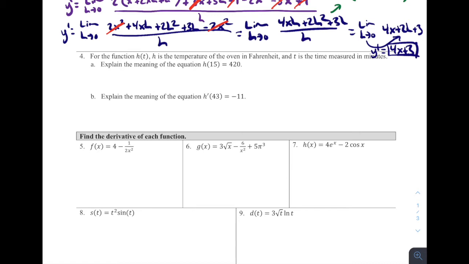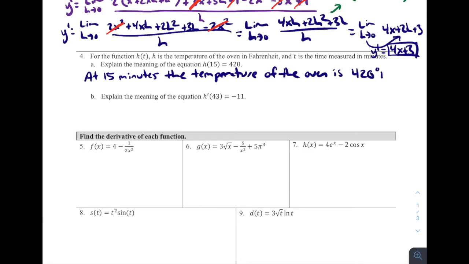First, if we're going to explain the meaning of h of 15 is equal to 420, the 15 is the time. So at 15 minutes, the temperature of the oven is 420 degrees Fahrenheit. I know that this is the case because they're saying that it's h of 15, so 15 is our input, and it's equaling 420, so our h is the 420 in this case.